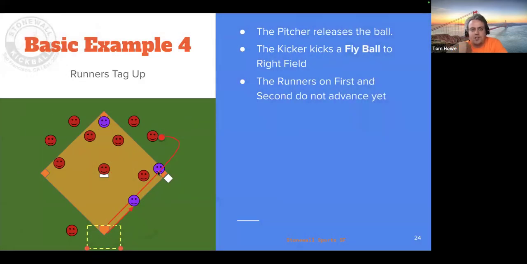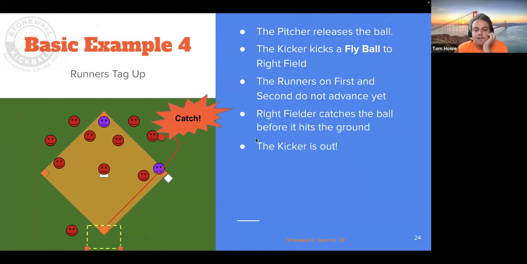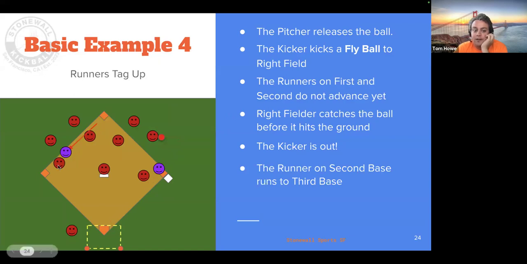Remember in the previous scenarios, once the ball was kicked, the runner started to run. But these runners know that if the fielding team is able to catch this ball, they're going to have to do what's called tagging up, which means they have to touch their base before they can run. So in this scenario, the right fielder catches the fly ball. You'll see that I removed the kicker's smiling face. They are out. But the first base runner and the second base runner both touched their bases. And once that contact is made between the fielder and the ball, the runners can run.